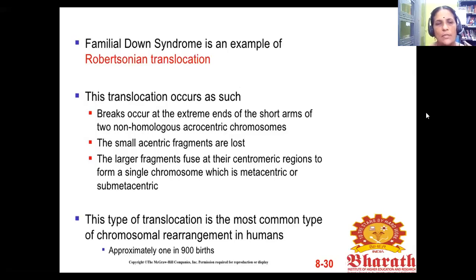So familial Down syndrome is an example of Robertsonian translocation, and in this the break occurs at the extreme end of the short arms of two non-homologous acrocentric chromosomes. The small acentric fragments are lost. The large fragments fuse at their centromeric regions to form a single chromosome, which is metacentric or submetacentric. This is the most common type of chromosomal rearrangement in humans, approximately 1 in 900 births.